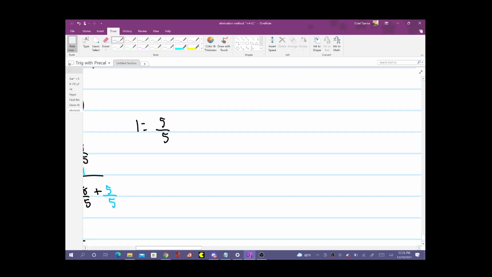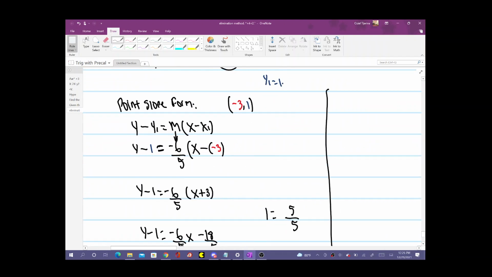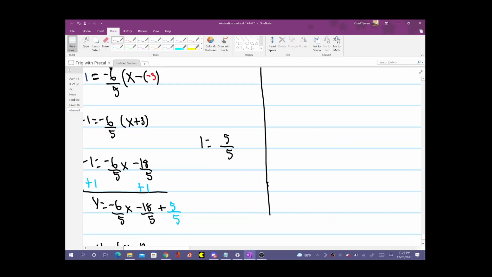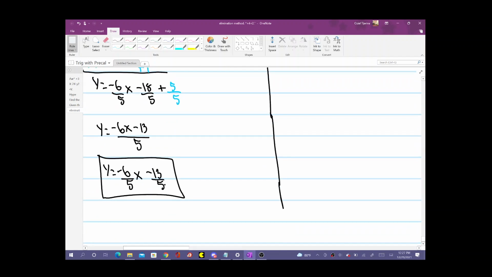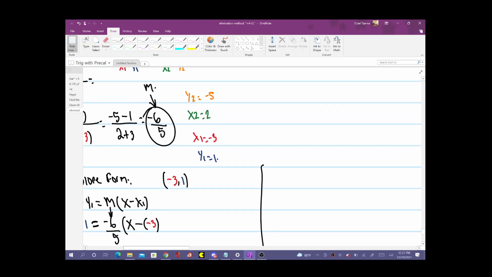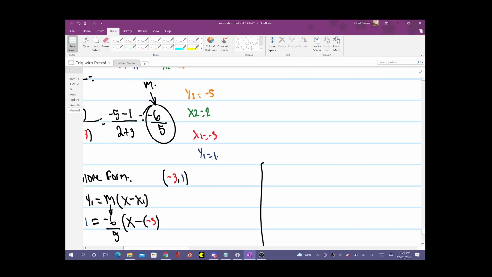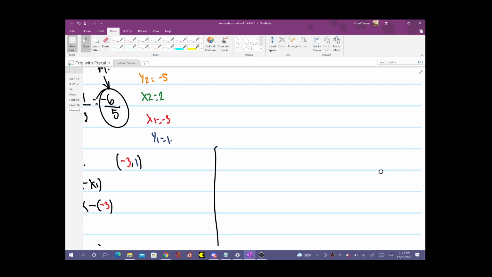If we use the other point, I'm just going to show you guys really quickly. If we use the other point, let's say we use the same thing, but we don't use negative 1. We're going to use 2 comma negative 5.